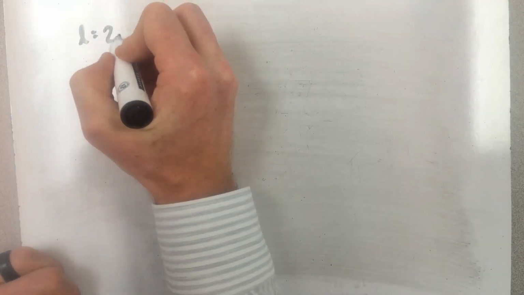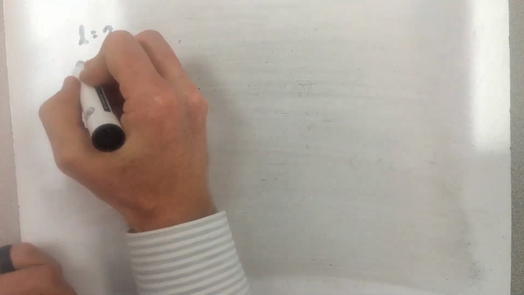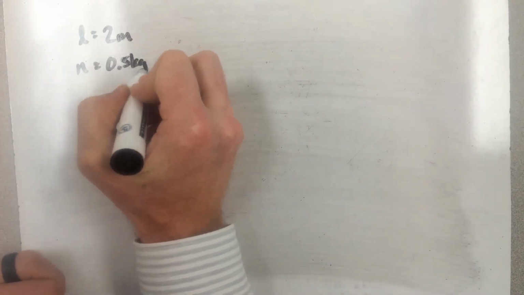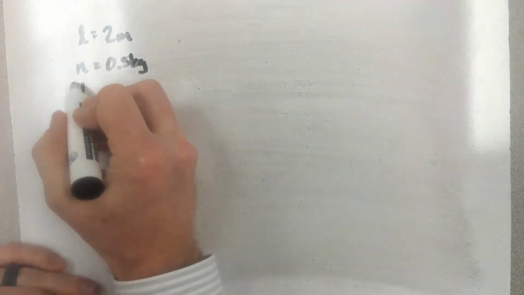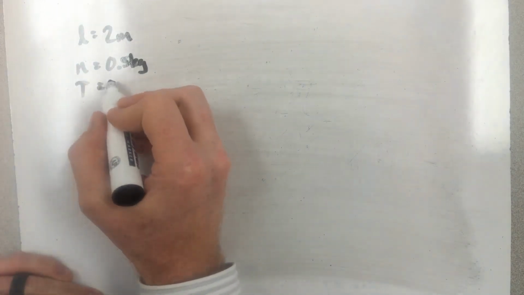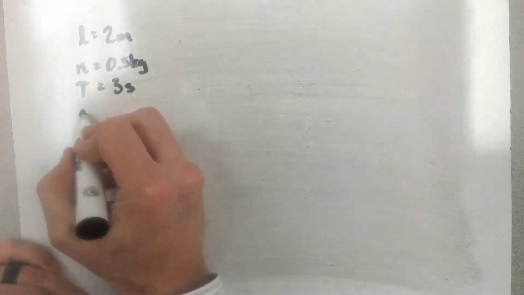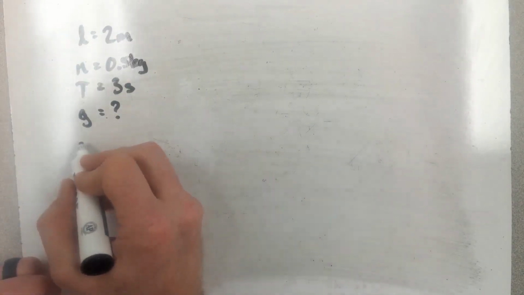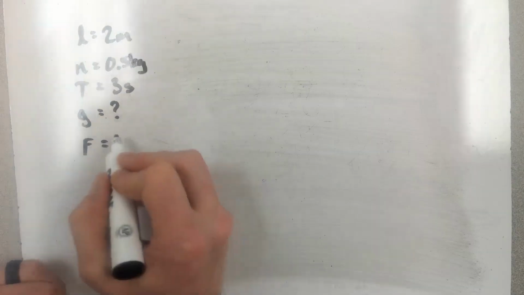Okay, so we have a pendulum that is 2 meters long. We have a mass hanging from it that is 0.5 kilograms. This pendulum has a period of 3 seconds. I want to know what G is on this, wherever this place is, and I want to know the weight.